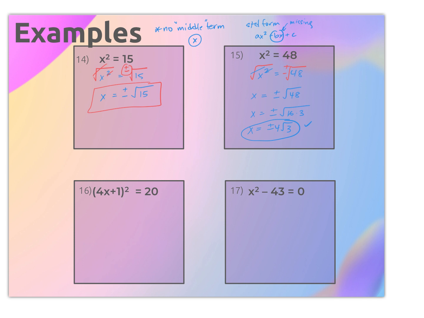Now that you know how to use square roots, you're going to take the square root of the expression on the left and the square root of the expression on the right. And remember to do the plus minus on the right. So the left side is going to just be 4x plus 1 because the square root and the 2 will cancel. On the right, you're going to get plus minus square root of 20.